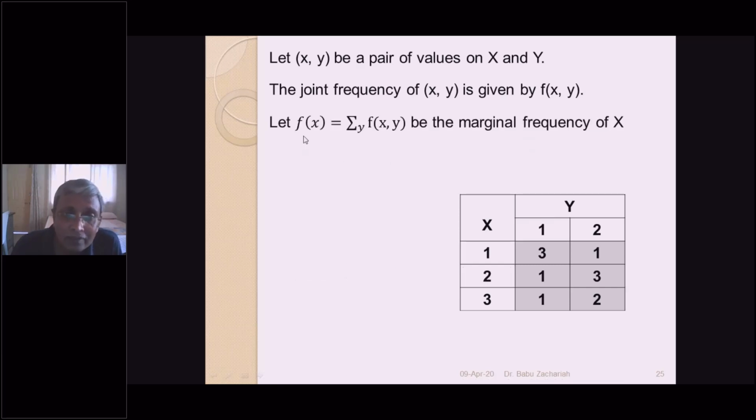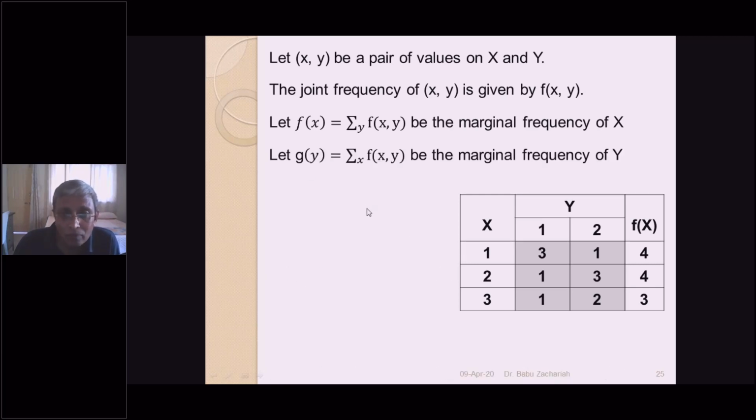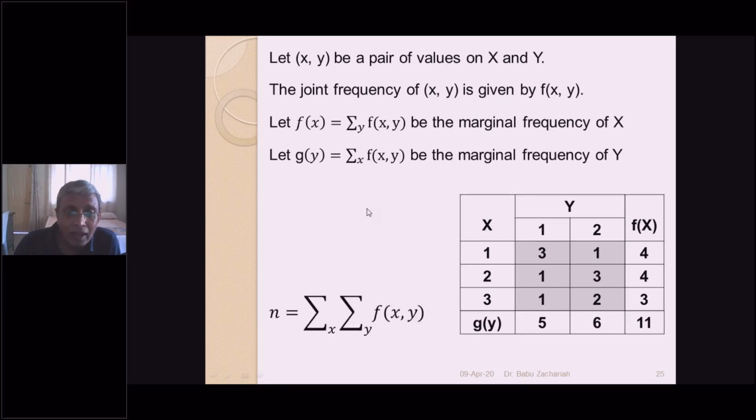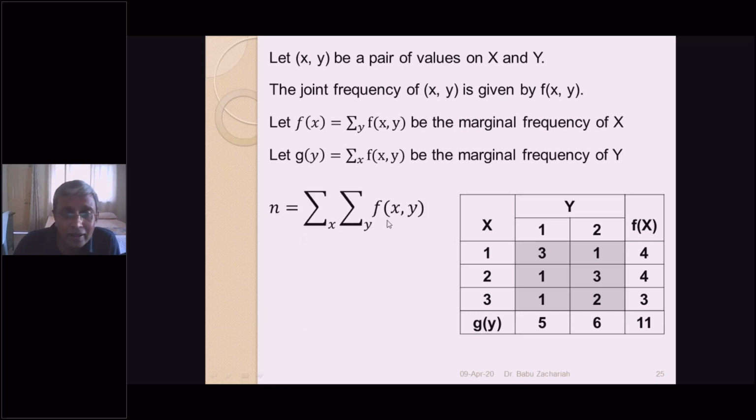Then f of x, summed over all y values, is the marginal frequency of x. That's what we said: get the row totals, ignore y, add them together, you get the frequency of x. Similarly, g of y is the column totals we get here. And n is the grand total, so that is this 11. And then x bar I can calculate this way. X into f of x I write in the next column. Get the total. That total divided by this total will be x bar.